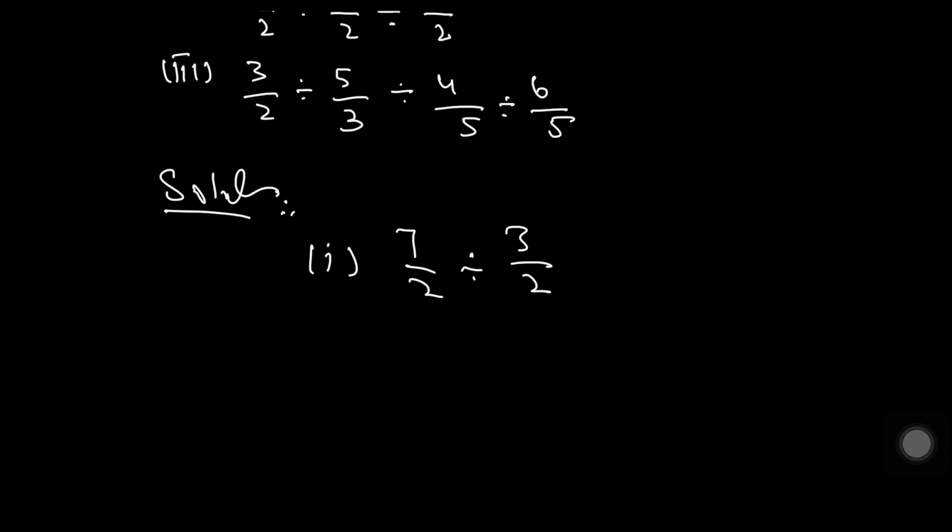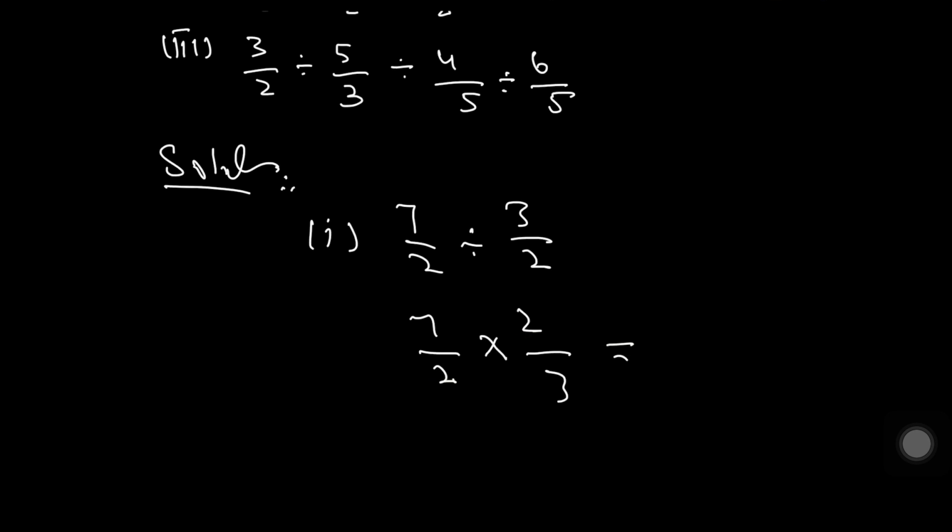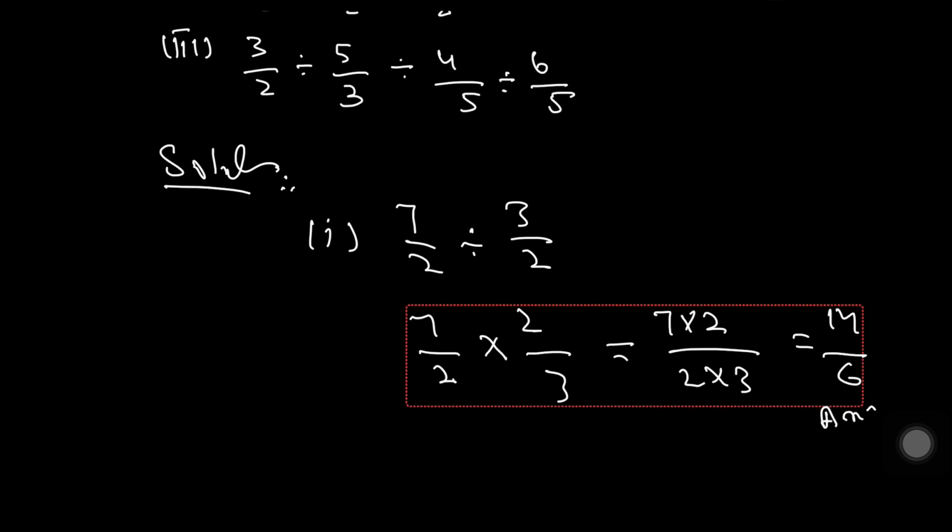In division, we write 7 upon 2 as is, change the division sign into multiplication, and flip the second fraction: the numerator goes to the denominator and the denominator goes to the numerator. Then the same process as multiplication: 7 multiply 2 divided by 2 multiply 3. So 14 over 6 is the final answer of this question.